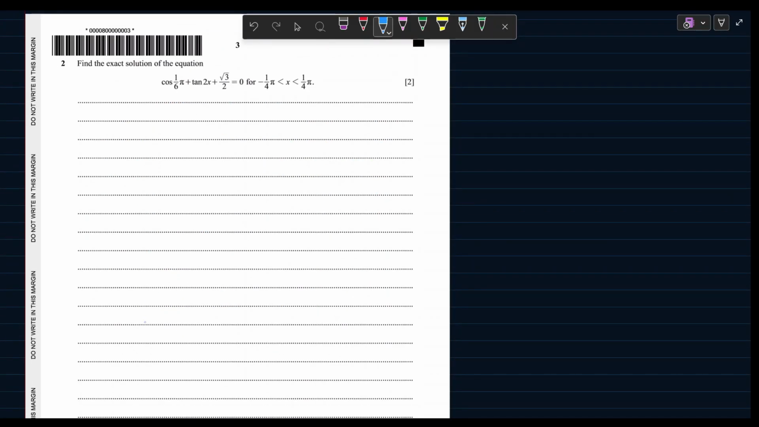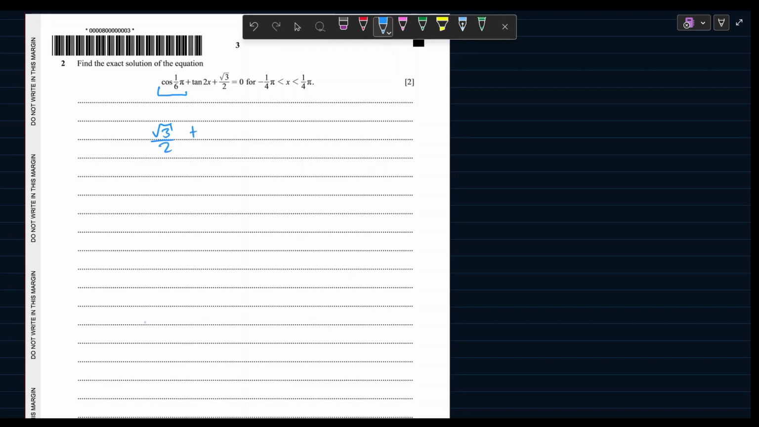Number 2. Find the exact solution of the equation cos 1/6 pi plus tan 2x plus root 3 over 2 is equal to 0, for x between negative a quarter pi and a quarter pi. So for starters, what we could do is use our calculators to evaluate cos 1/6 pi. That should give us an exact value, and make sure that your calculator is in radians. So cos 1/6 pi gives us root 3 over 2.